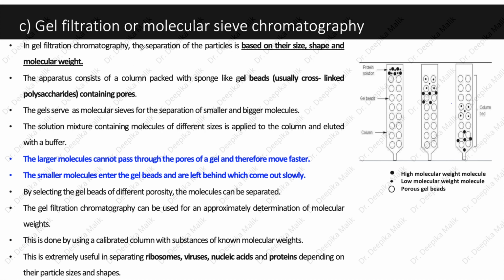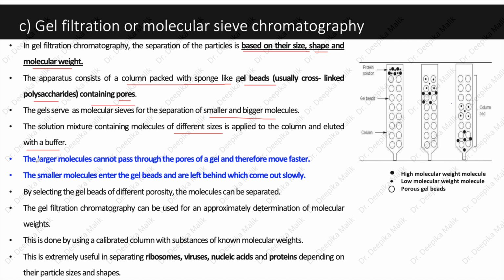In this chromatography, the separation of the particles is based on their size, shape, and molecular weight. The apparatus consists of a column packed with sponge-like gel beads, usually cross-linked polysaccharides containing pores. Now this is important. The gels serve as molecular sieves for the separation of smaller and bigger molecules. The solution mixture containing molecules of different sizes is applied to the column and eluted with a buffer.